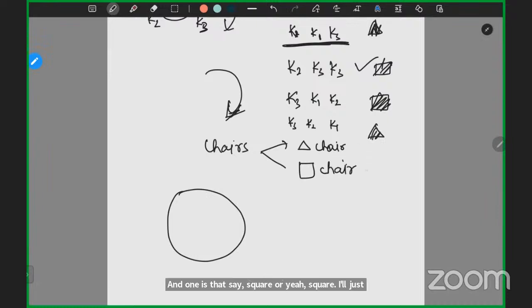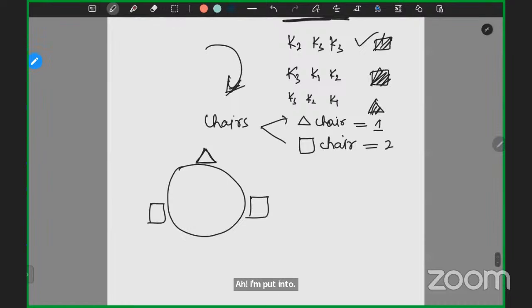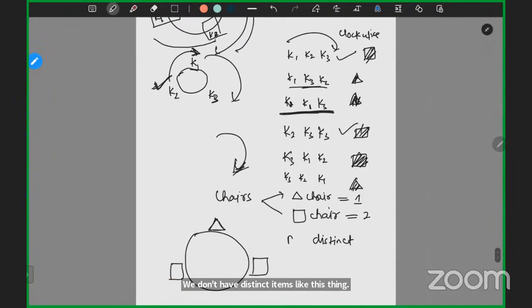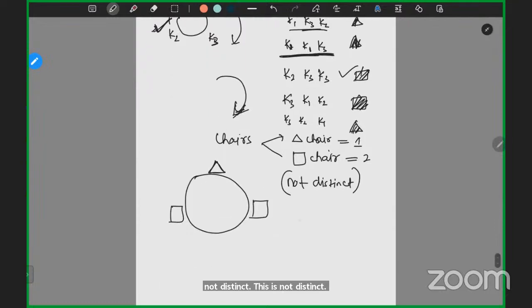And let's say I had 2 square chairs and one triangle chair. Okay, now let's say I have one triangle chair here, I kept here, and I'm putting 2 square chairs. In this way, what's happening is now we don't have distinct items, right? Like in the previous case, earlier we had distinct, but now not distinct. So like we did, factorial divided by whatever number it is, right?